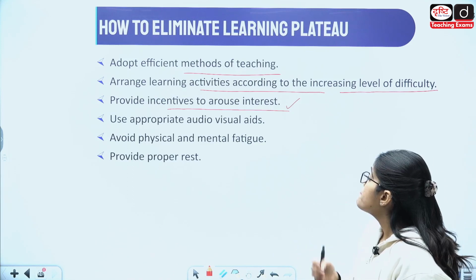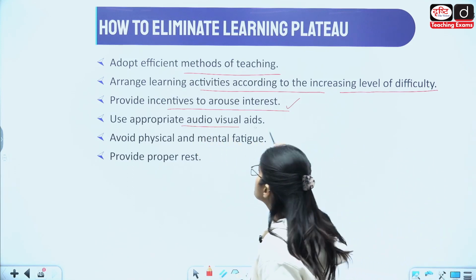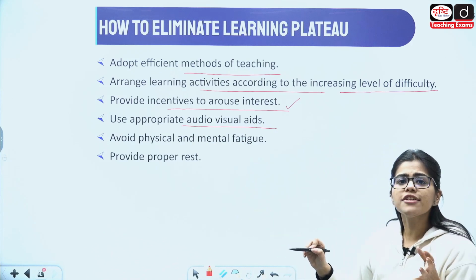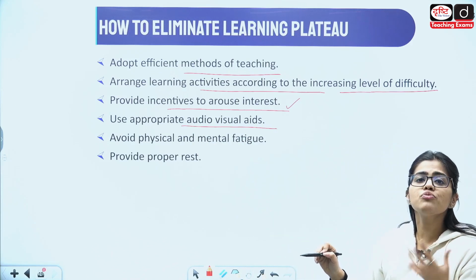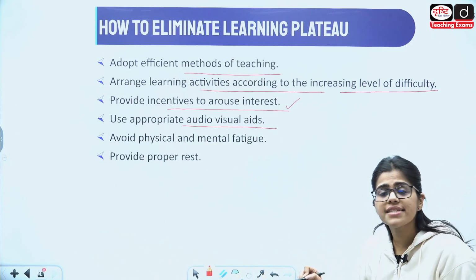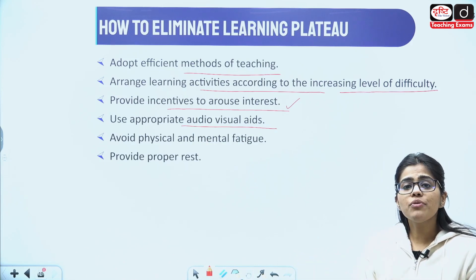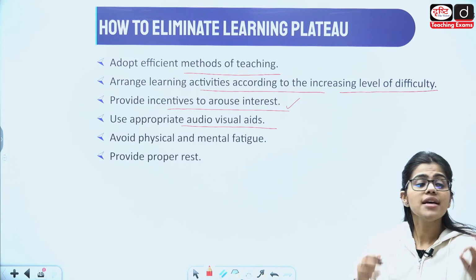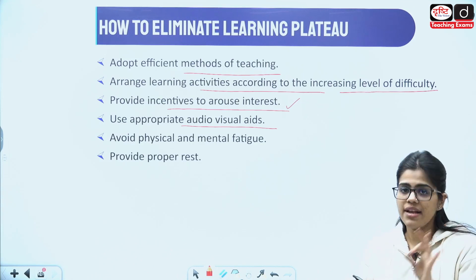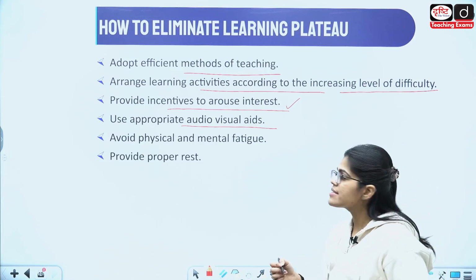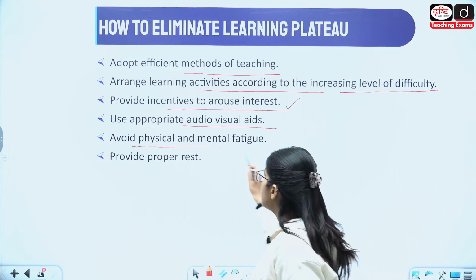Then use appropriate audiovisual aids. You can say use correct methods or audiovisual aids. Instructional varieties should be correct. Try to use good instructional varieties. If you have good instructional varieties in your class, the attention of the students will never lapse and they will understand the things better. Avoid physical and mental fatigue.